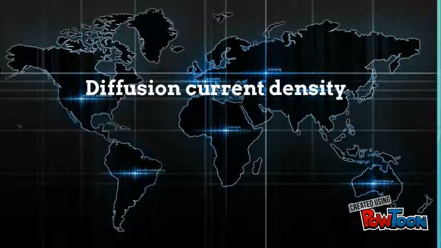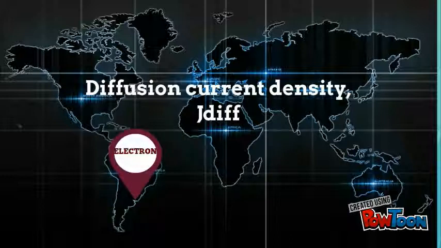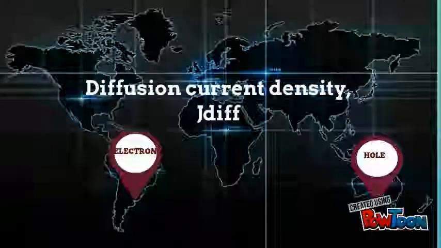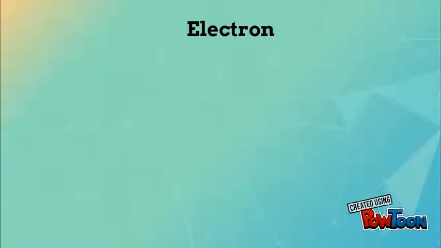Diffusion current density. There are two mechanisms of diffusion current density. That is, diffusion current density of electron and diffusion current density of hole. Diffusion current density of electron.